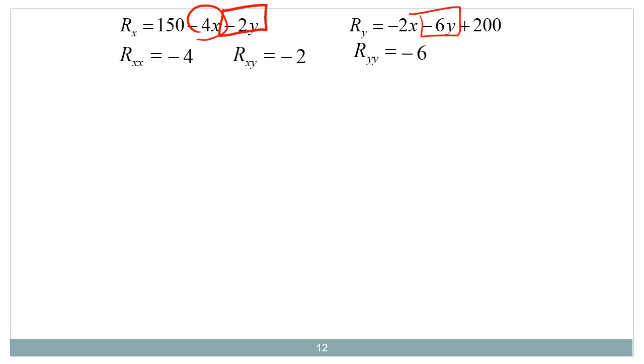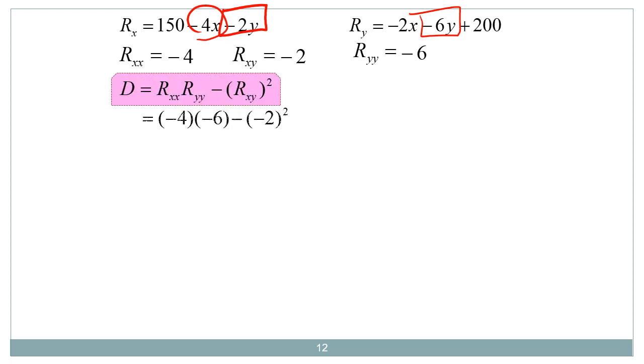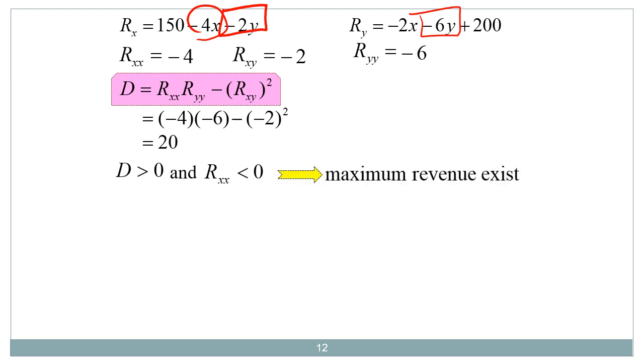We need to check by using the discriminant formula. R sub xx, negative 4, multiplied by R sub yy, negative 6, minus R sub xy squared, negative 2 squared. So we have 24 minus 4, which is equal to 20. So the discriminant is more than 0, and R sub xx is less than 0. What does it mean? It is indeed a maximum point. So the maximum revenue exists.